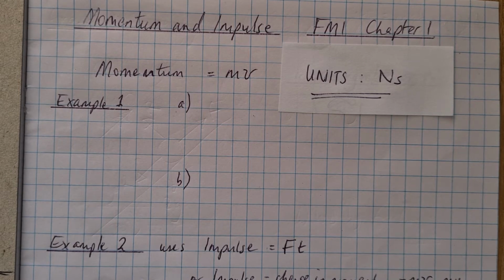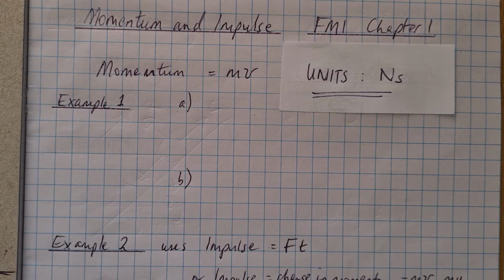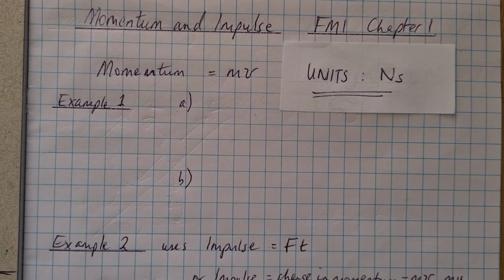The first chapter is about momentum and impulse, and we're just going to do the first two exercises as we're concentrating on the AS course at the moment. The third exercise we'll talk more about at the end of video 2. So just to start with, we're going to look at momentum first of all.